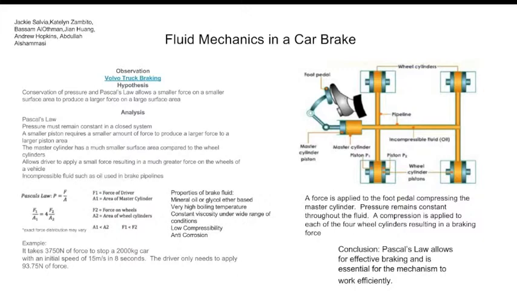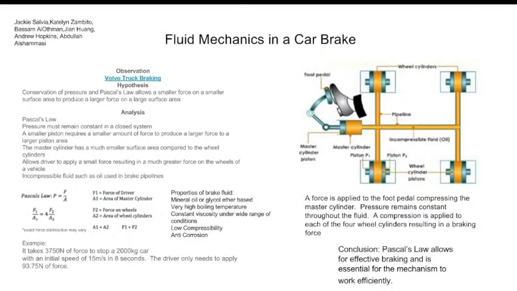To put this concept into a simple example, say a 2,000 kilogram car is going at an initial speed of 15 meters per second and comes to a complete stop in 8 seconds. Using F equals mass times acceleration, we know that the total force to stop the car in this time equals 3,750 newtons. Say this force is distributed equally to all four brakes. Therefore, the force required per brake is equal to 937.5 newtons.